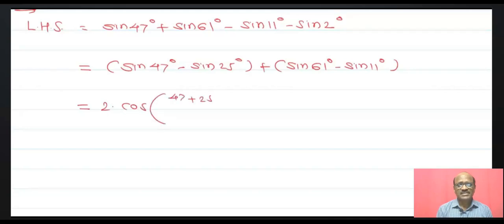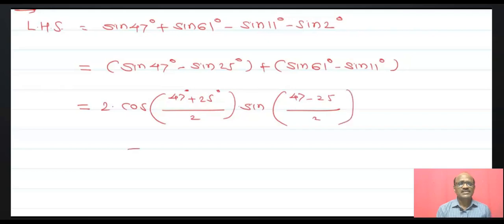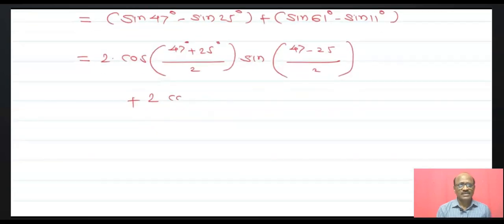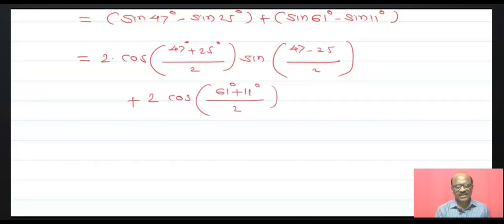Now sin c minus sin d is 2 times cos of (c plus d) upon 2 into sin of (c minus d) upon 2. Here c is 47 and d is 25. These examples are very difficult. A normal student cannot understand them; they need to do more and more practice.